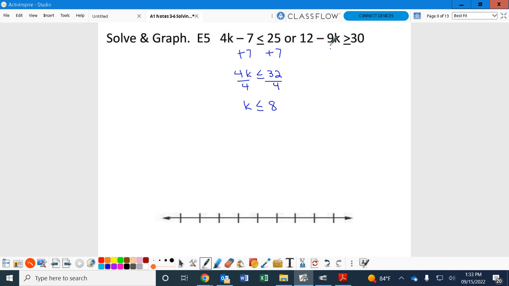Then you're going to do the other side. What do you do with the 12? Subtract it. It's a positive 12. To make a positive 12 go away, you have got to subtract it. That's going to cancel out. You get negative 9k is greater than or equal to 18. You divide both sides by negative 9. And k is going to be, now this was greater than or equal to, but because I divided by a negative, I'm going to make it less than or equal to negative 2.